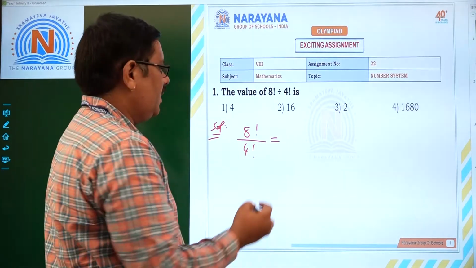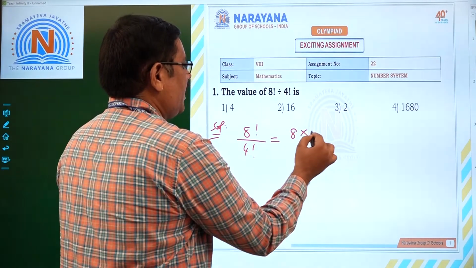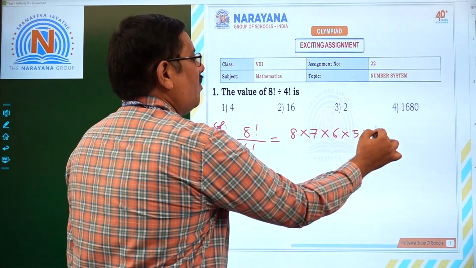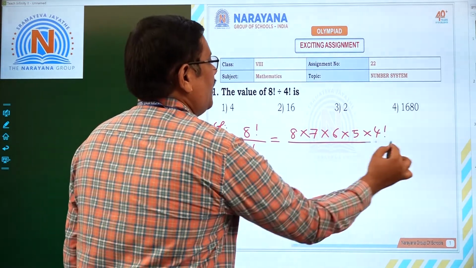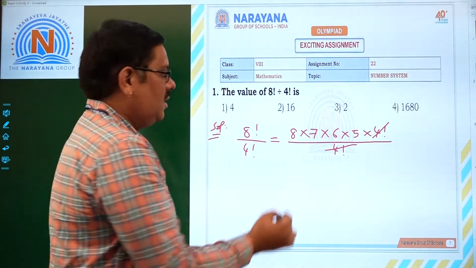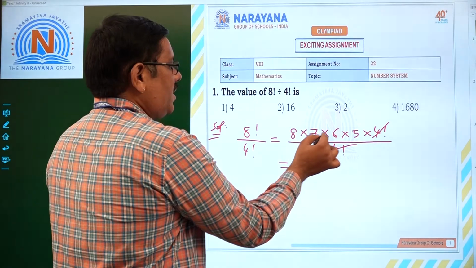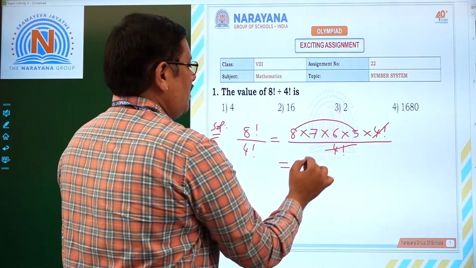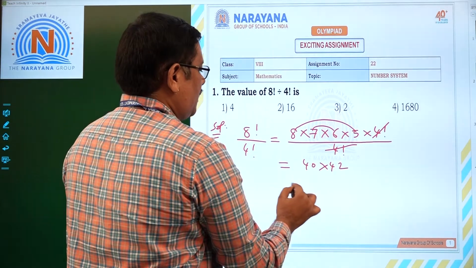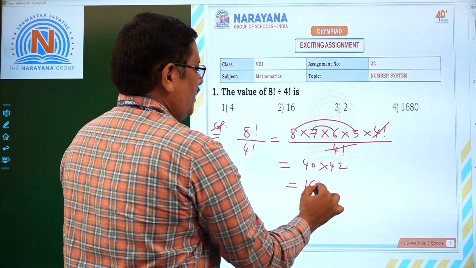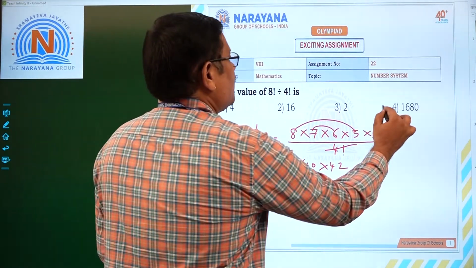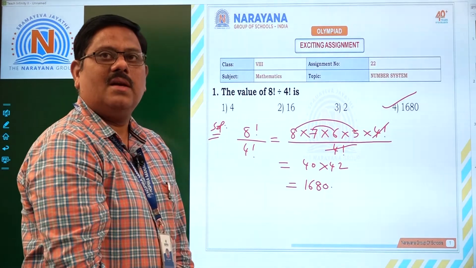What is 8 factorial? We all know that 8 factorial is nothing but 8 into 7 into 6 into 5 into 4 factorial. You can write it in that way, divided by 4 factorial. So 4 factorial cancels. Now we are left with 8 into 7 into 6 into 5. 8 5s are 40, into 7, 4 7s are 28, into 6, that is 1680. So out of the given 4 options, the fourth option is 1680. That is the right answer.